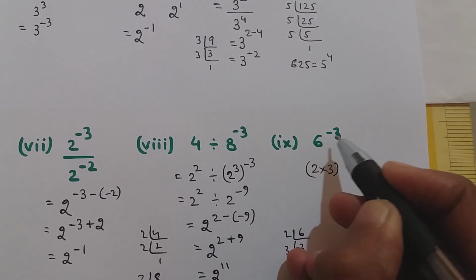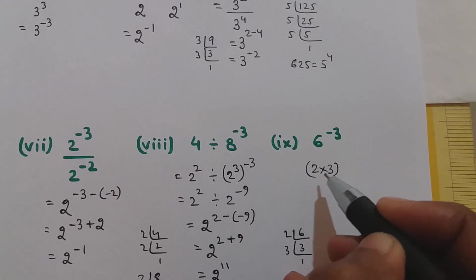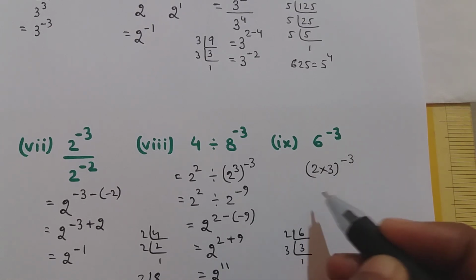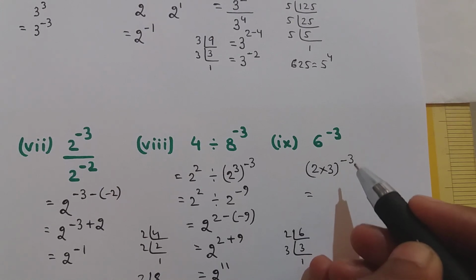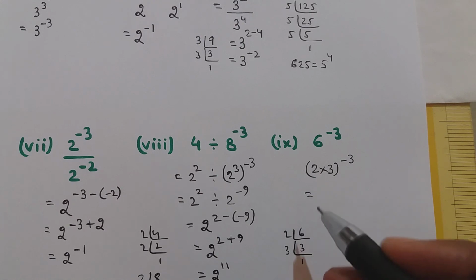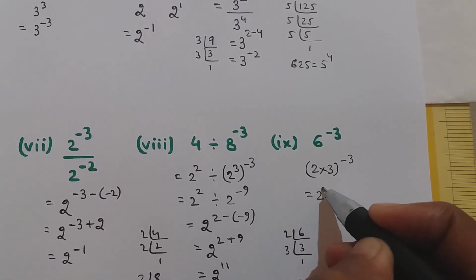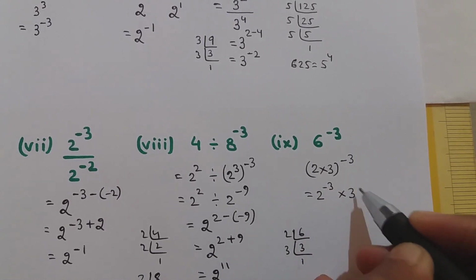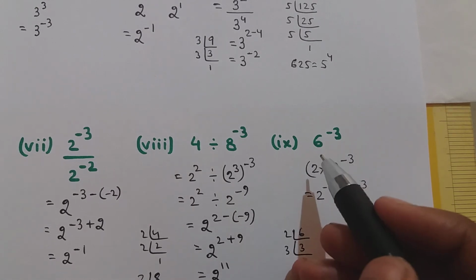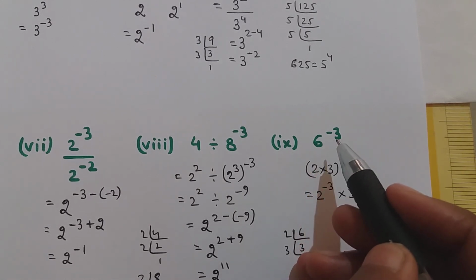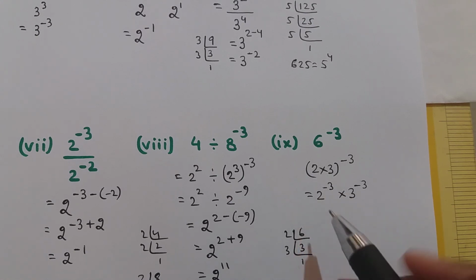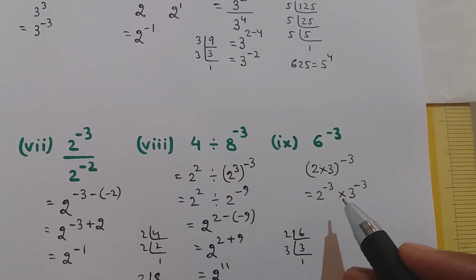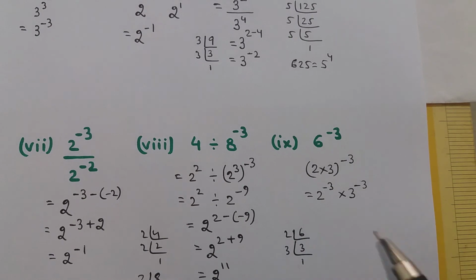And 6 raised to the power minus 3 I will write as 2 into 3 whole raised to the power minus 3. Now 2 into 3 whole raised to the power minus 3 means the power minus 3 belongs to both 2 and 3. So I can write it as 2 raised to the power minus 3 into 3 raised to the power minus 3. So 6 raised to the power minus 3 can be written as a power of 2 and 3, and it is 2 raised to the power minus 3 into 3 raised to the power minus 3.